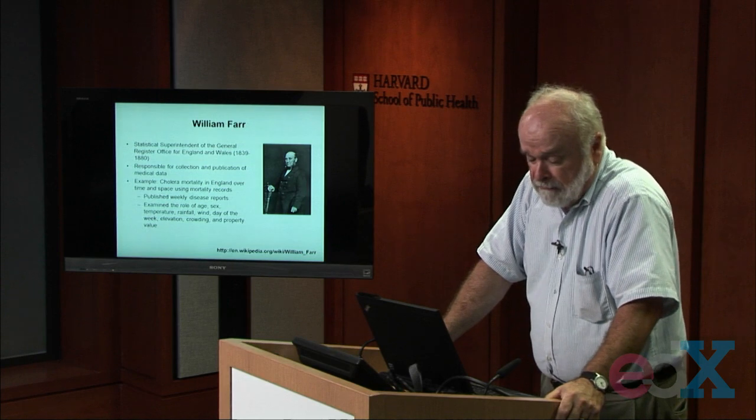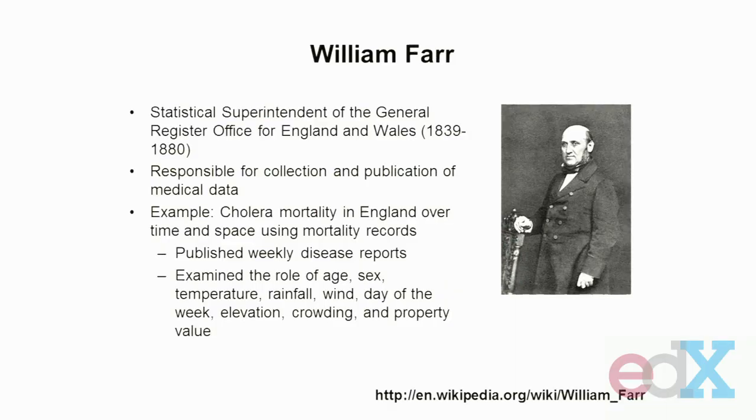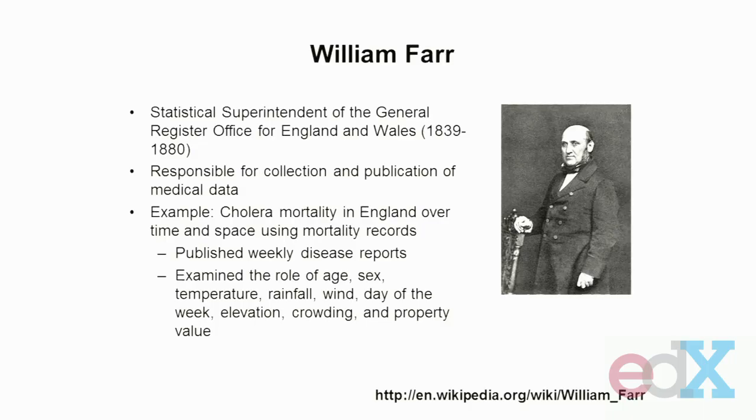One of his results referred to a cholera outbreak in London that occurred in a particular time in the 1800s. And he published weekly reports describing the occurrence of that disease, how many people were dying from cholera, and they broke them down by the age of the individual, the sex of the individual, the temperature of the day in which they died, how much rainfall, how much wind, the day of the week, elevation, crowding, property value, linking the occurrence of disease, dying from cholera, to these potential determinants.